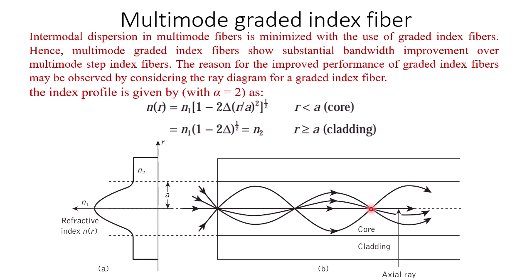Because of this multiple focusing arrangement, because of the change in the refractive index profile, the pulse broadening is reduced, because all the modes are coming to this point in equal time. That is why for multimode graded index fiber, the effect of dispersion is much lesser compared to multimode step index fibers.